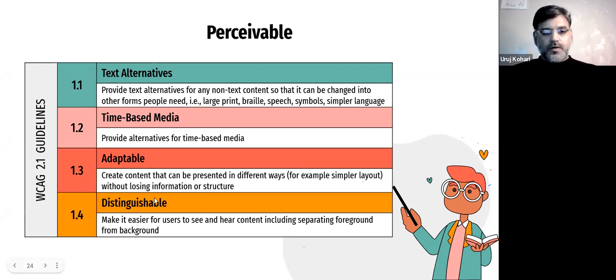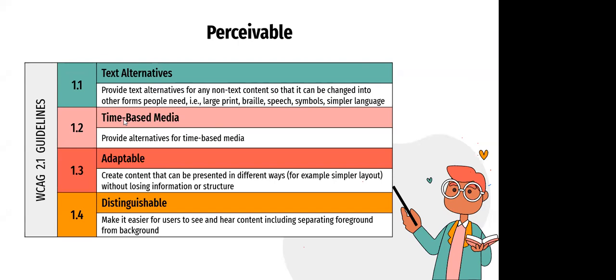Then we go to 1.3, which is adaptable. We have to create content that can be presented in different ways without losing information or structure. For example, we could have content as part of a table. Now, how would somebody using a screen reader understand a table, or understand an infographic? So we'll have to create it in such a way that these are presented in a way that screen readers are able to use it.